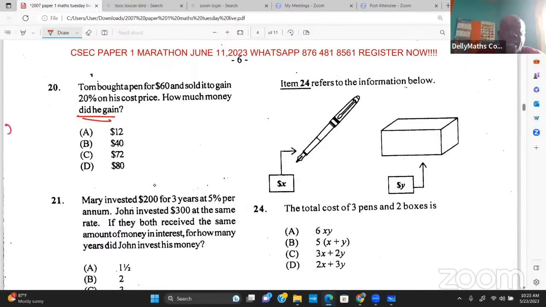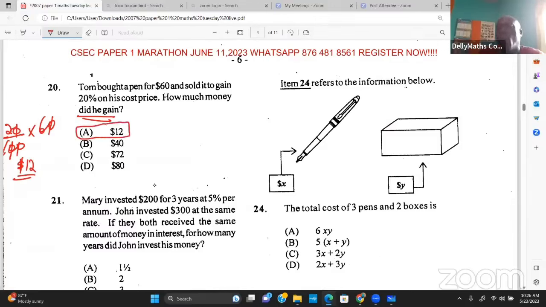One, you could say 20% of 60. Can do it that way. 0 cancels 0 and 0 cancels 0. 2 times 6 is 12. So you could look for your 12 right there.